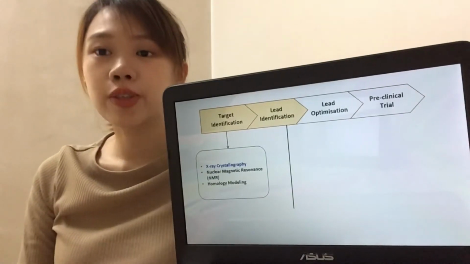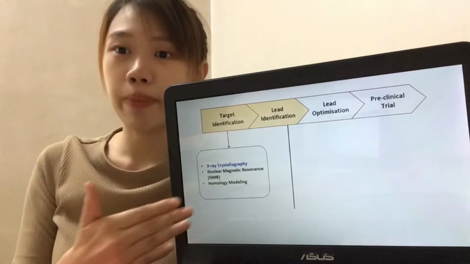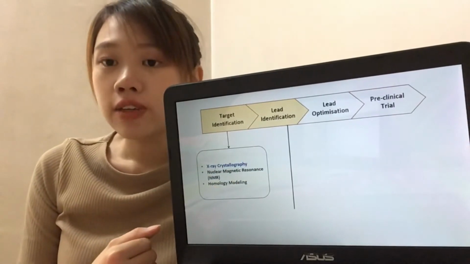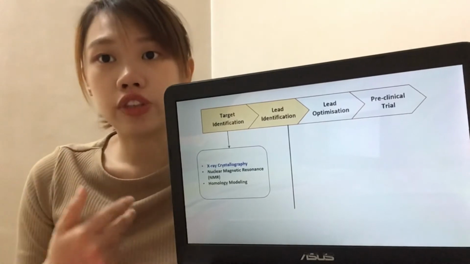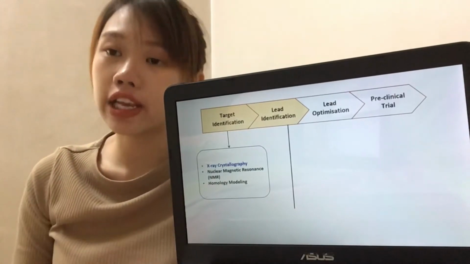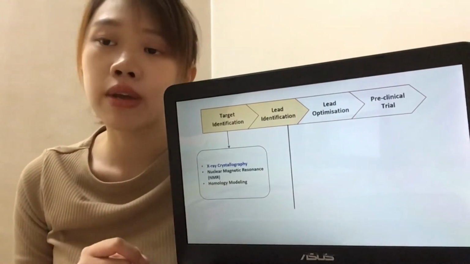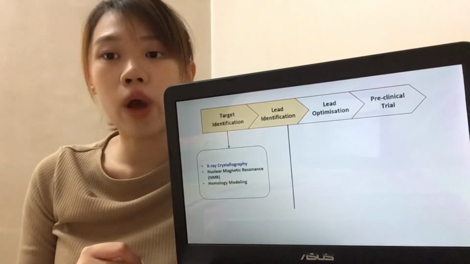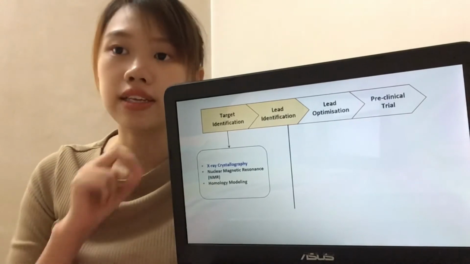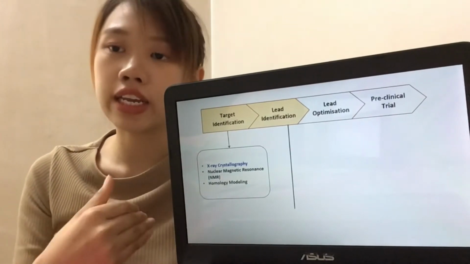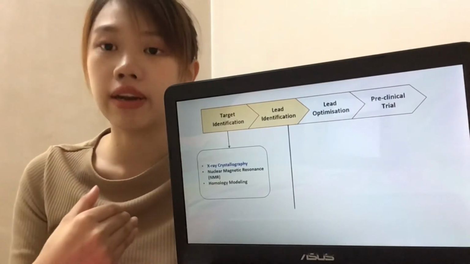Alright everyone, just for easier understanding, I have prepared a slide like this. I will start with target identification. Among all the different approaches and ways, we have chosen X-ray crystallography to identify the structure of our target. I will explain later on why we chose X-ray crystallography among the others. Here is just a very brief idea of what I will be talking about later.